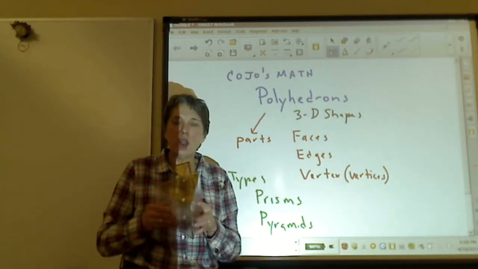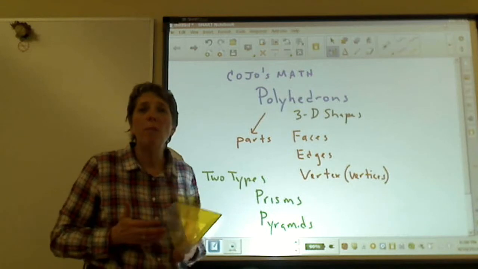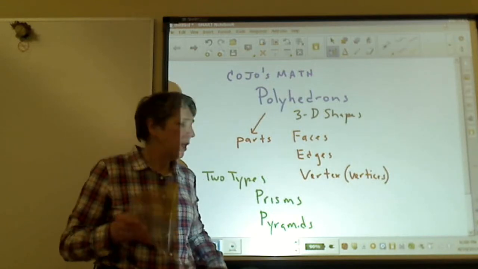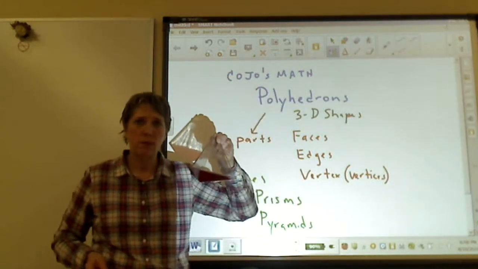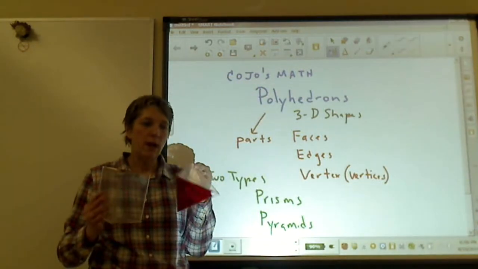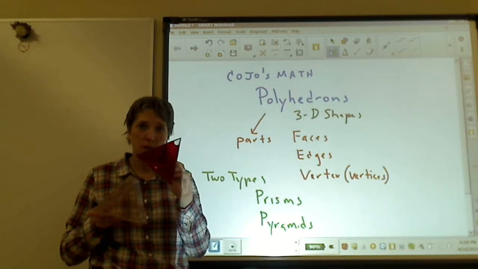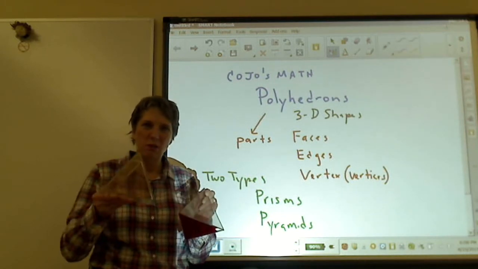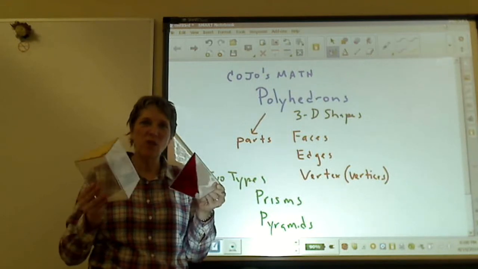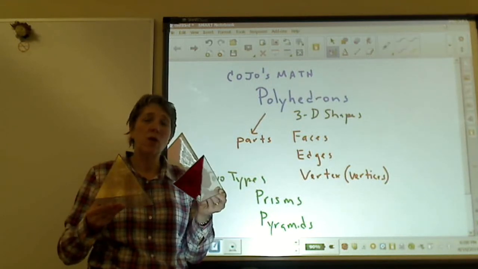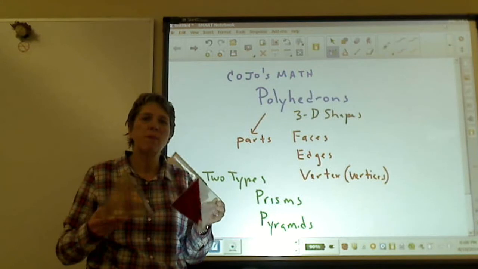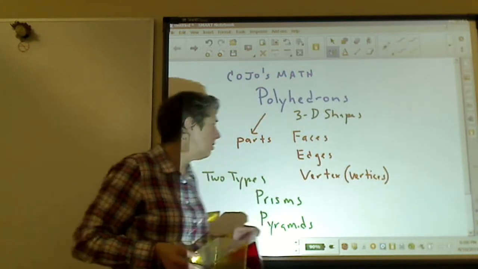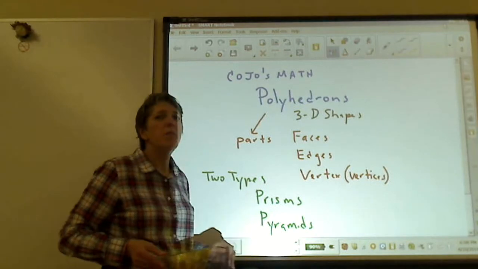Okay? So this has a name, and how do you name a polyhedron? You don't just say, here's a polyhedron, because this is a polyhedron too. But it looks different. It's got a base that is a triangle, just like this, but it doesn't look the same, so you can't say these are both triangular polyhedrons. And that leads us into the two types of polyhedrons. There are prisms and pyramids.